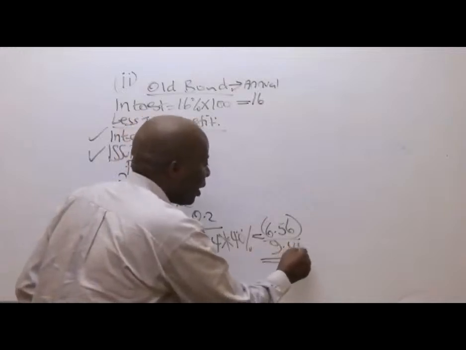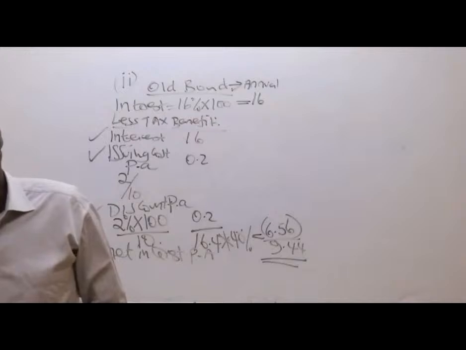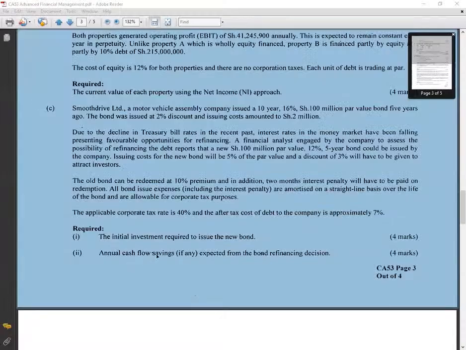Ladies and gentlemen, remember I'm doing Roman 2 of this question. Roman 2 is quite categorical. It wanted us to give the annual cash flow savings. So what we have gotten here is the annual cash flow, but for the old bond. For you to be able to deduce the saving, you need to do the same analysis, but this time for the new bond.